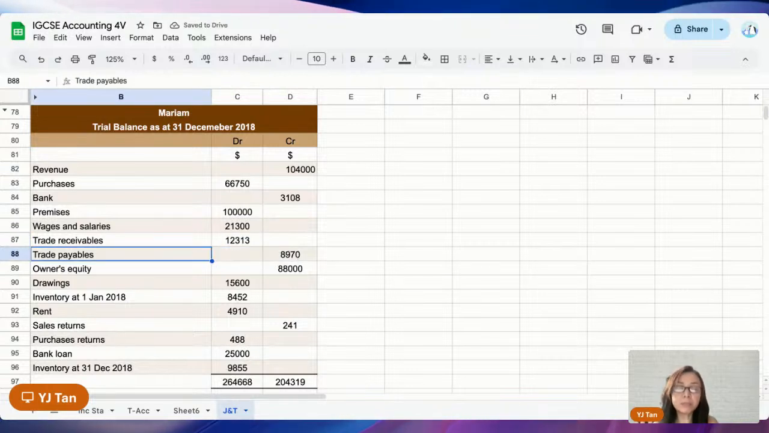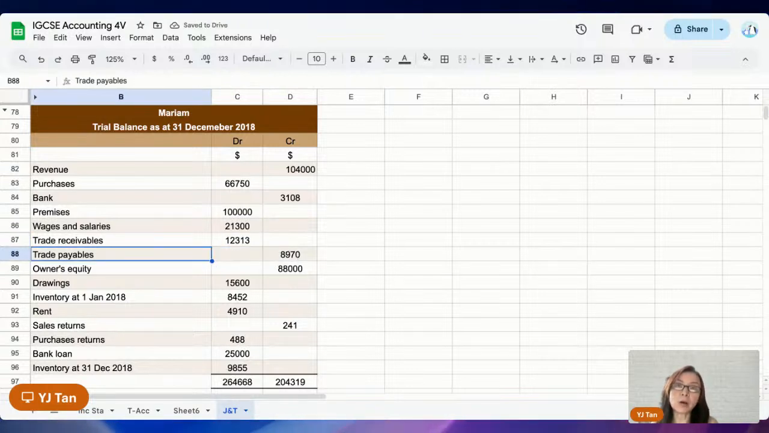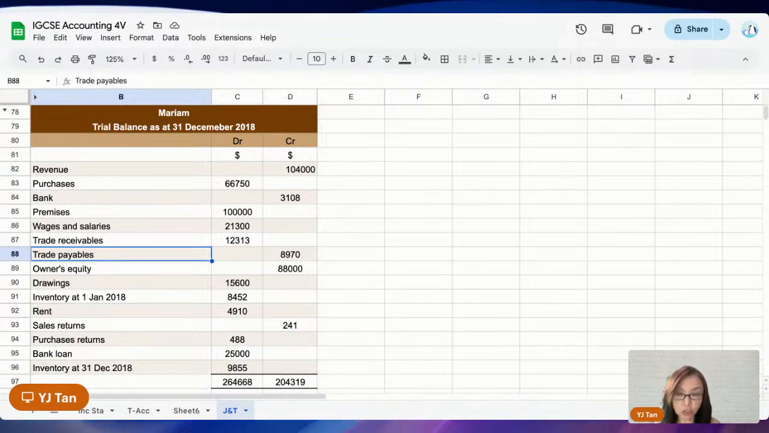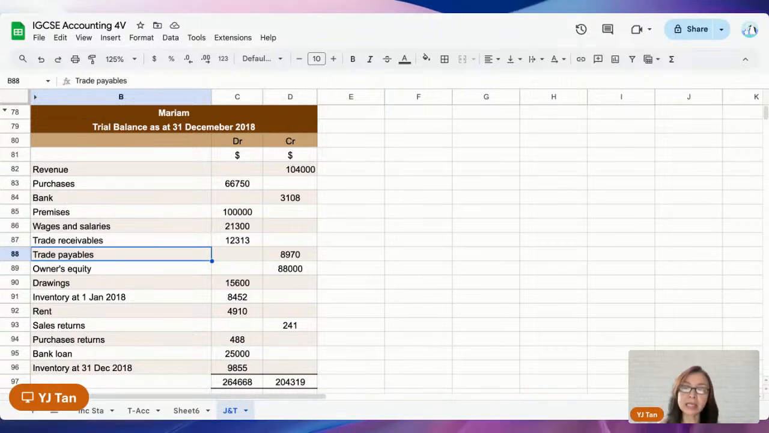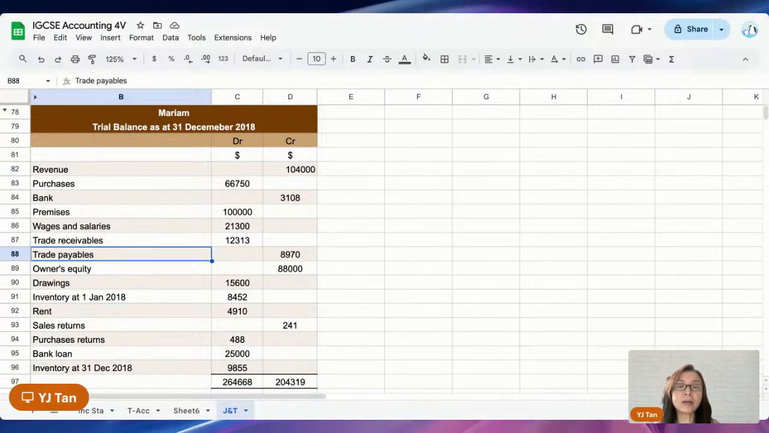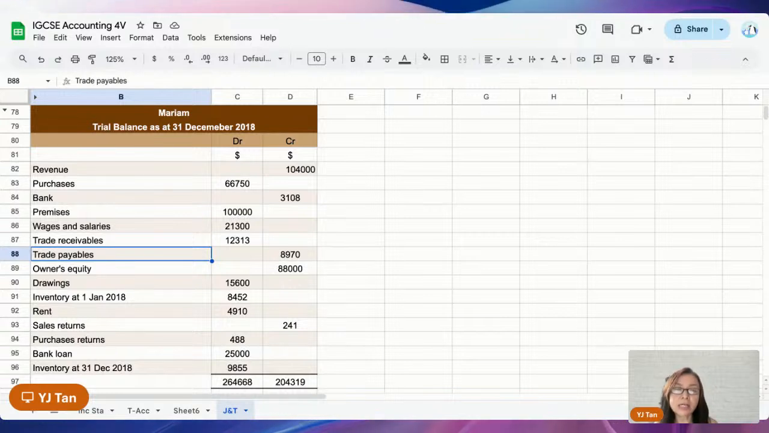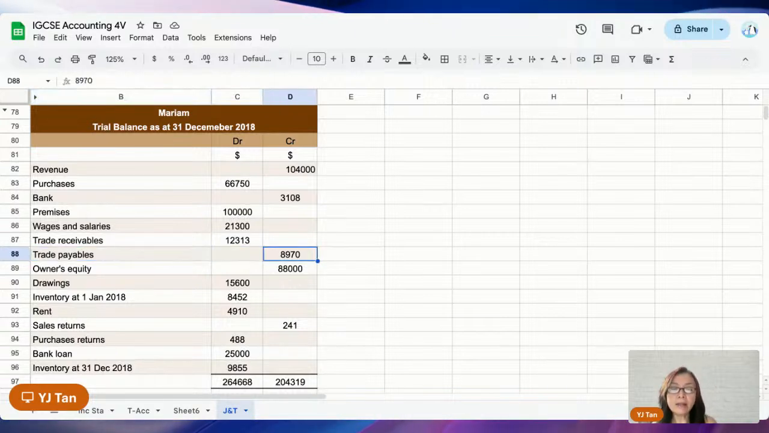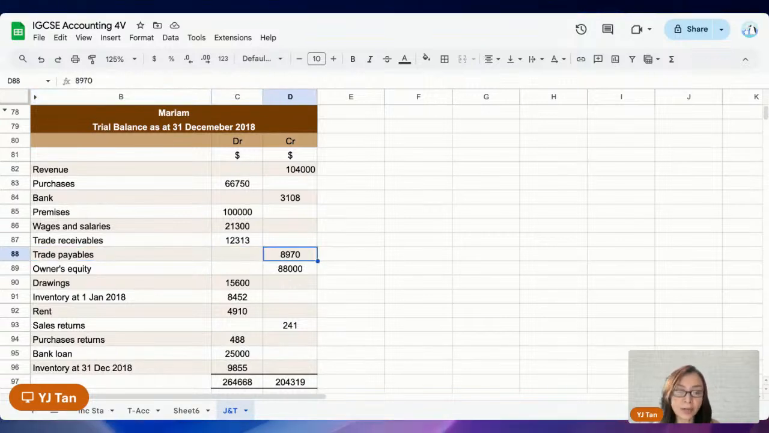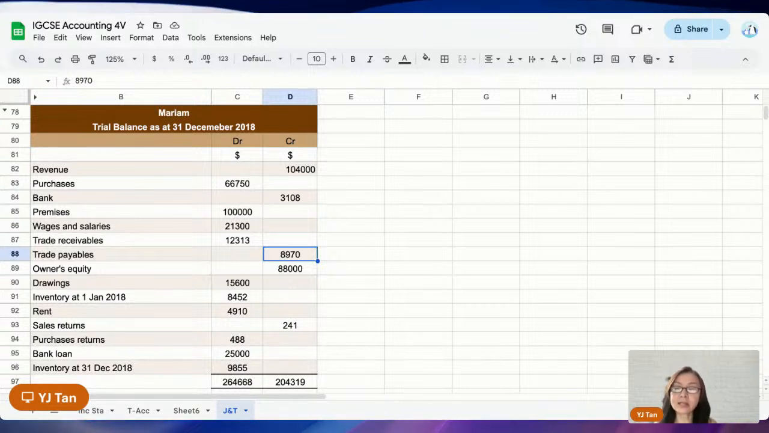And trade payable means that we are having a credit purchase from our supplier, who agreed to let us have the credit. That means I haven't paid yet. So it actually is a liability, and it is posted in the credit side, which is correct because it's a liability. All right, I hope this is clear.